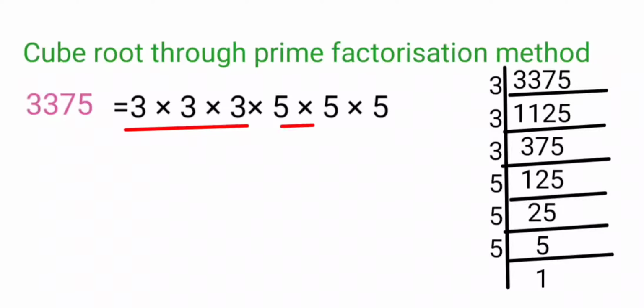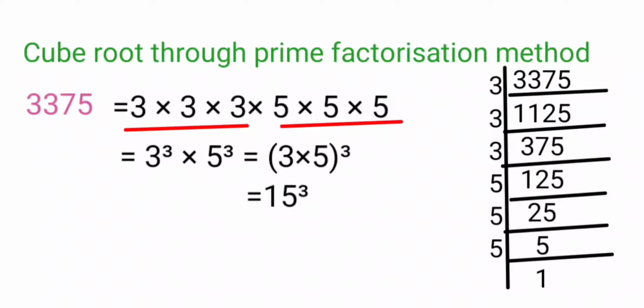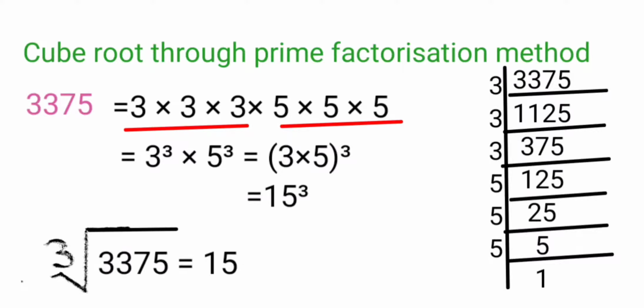We can group the digits into triplets, 3 3 3, a triplet of the same number. 3 3 3 are the same numbers, so we can group these factors into two groups. So here 3 times 3 times 3 is 3 cubed and 5 times 5 times 5 is 5 cubed. So 3 into 5 is 15 cubed. So the cube root of 3375 is 15.